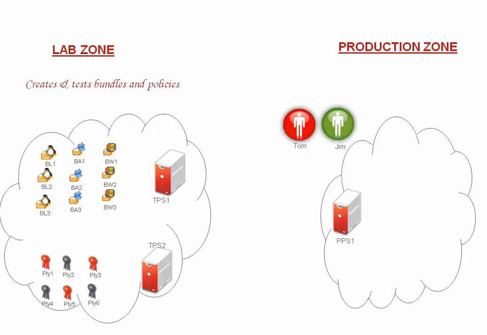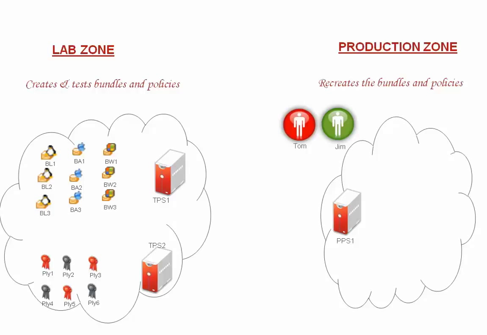Jim wants to use these objects in his production zone. He plans to start with 2 bundles and 2 policies. And, as there is no easy way to copy these objects from the lab zone, Jim and Tom decide to recreate them in the production zone.